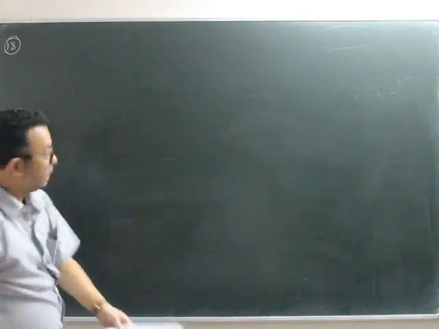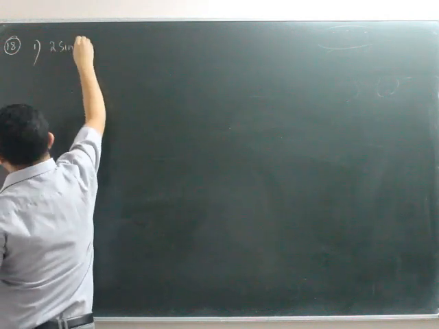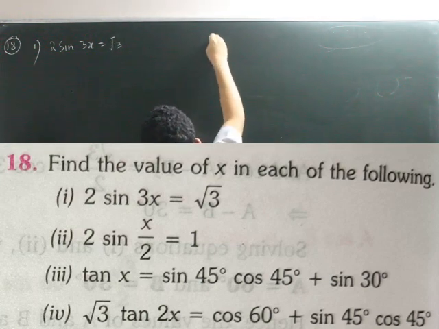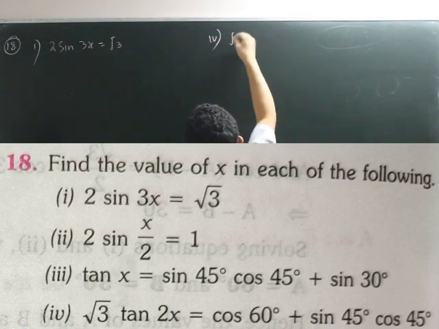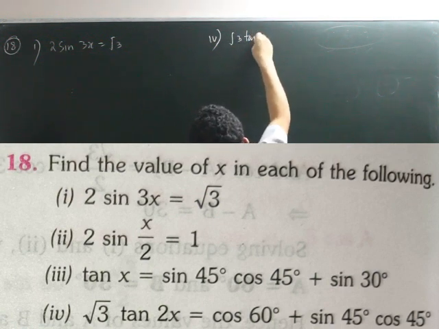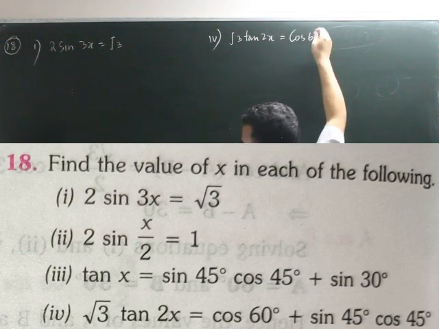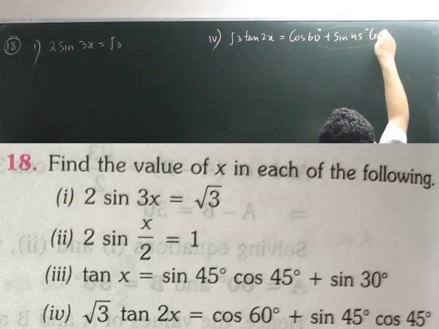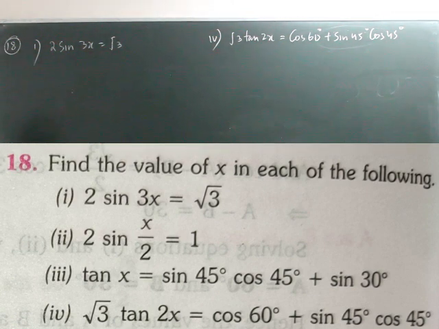If I am taking 18:1, it is 2 sine 3x is equal to root 3. Then let me solve one more. Let me take here 4 also. Question number 18:4, which is root 3 tan 2x is equal to cos 60 plus sine 45 degree cos 45 degree. Okay, two questions here.